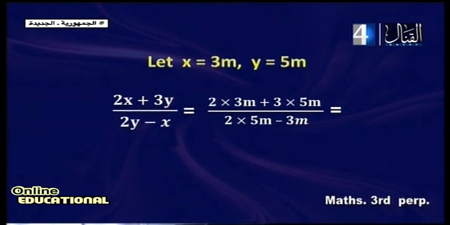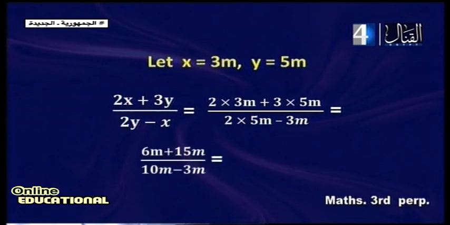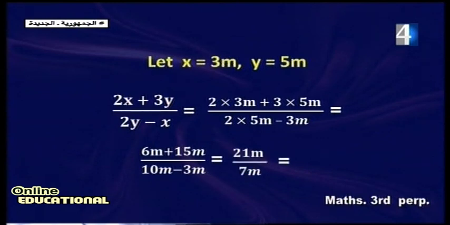By collecting, you are going to notice that 2 times 3m equals 6m plus 15m over 2 times 5 equals 10m minus 3m, to obtain a result as 21m over 7m. By reducing, you are going to obtain a result as 3. So the result will be 3.